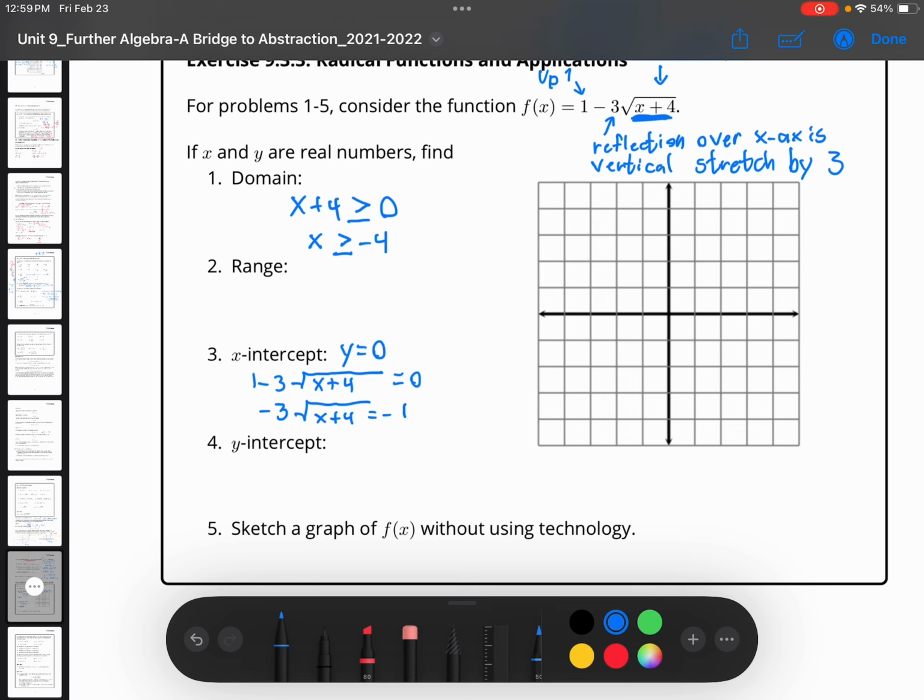Now, at this point, you have a choice. Your choice is I can divide both sides by -3, or I can go ahead and square both sides like it is if you don't want to deal with the fraction right now. Eventually, we're going to have to deal with the fraction, but this might be easier for most of you. Now, when I square the left side, I get 9 times x plus 4, because I square the -3 and I square the square root, and the -1 squared is just 1. Right, I can then distribute this 9 and then solve for x.